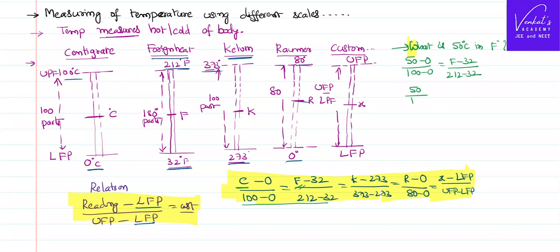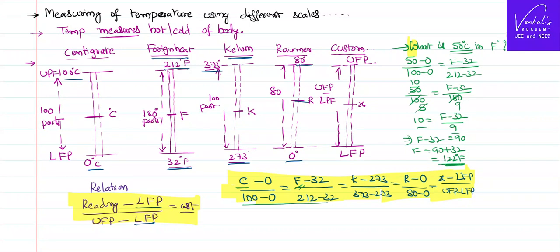So 50 minus 0 is 50, 100 minus 0 is 100. F minus 32 by 212 minus 32 is 180. So this is 5 twos and 5 nines. This is 5 tenths. So what is remaining? 1 by 2 equal to F minus 32 by 9, isn't it? Then F minus 32 is 90. So F equal to 90 plus 32, that is 122 degrees Fahrenheit. So 50 degrees centigrade is 122 Fahrenheit.